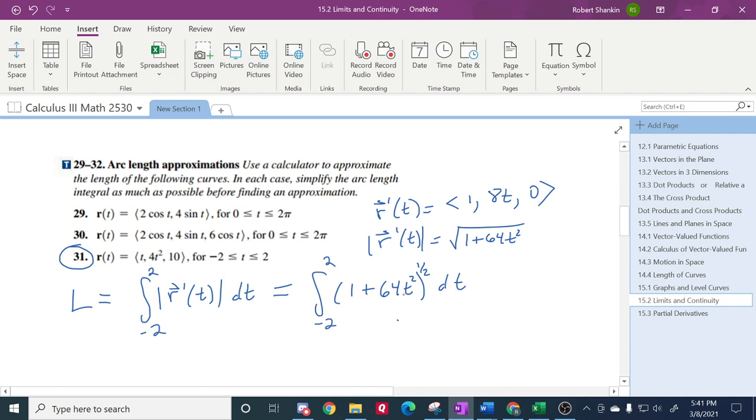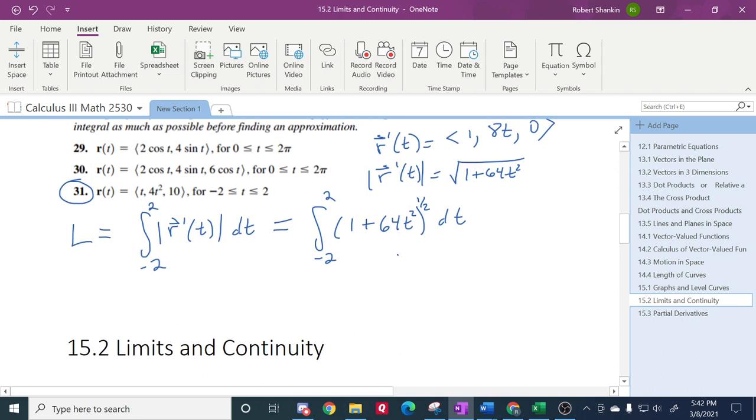Now, if this was an odd power, an odd root, we could check to see if symmetries would give us 0 on this, but it's not. So, but we could, because it's even powers, we could say it's double from 0 to 2, but that's not really any savings in time.